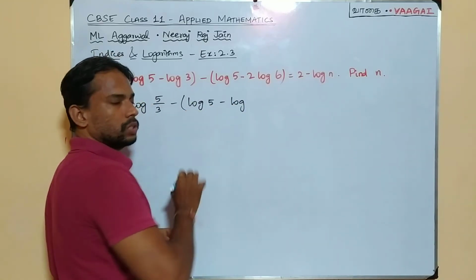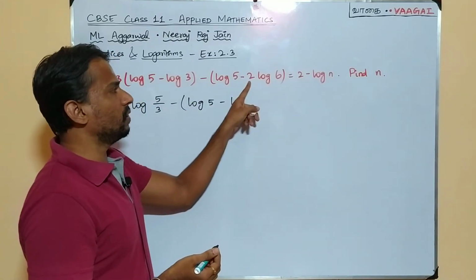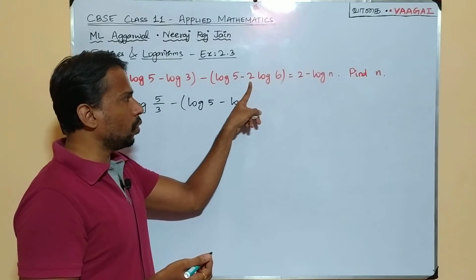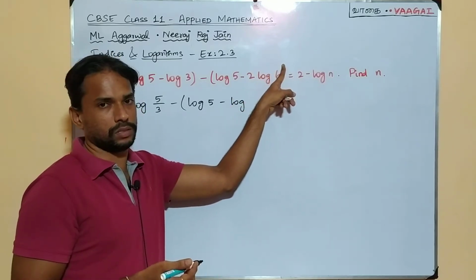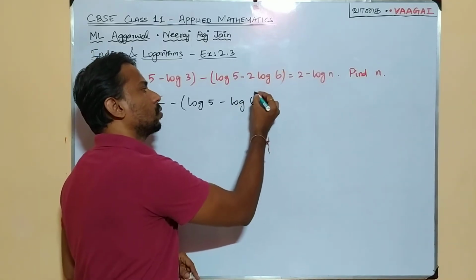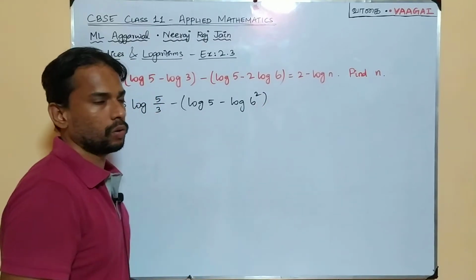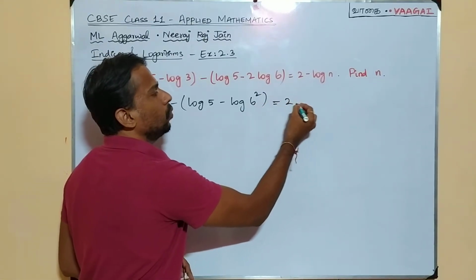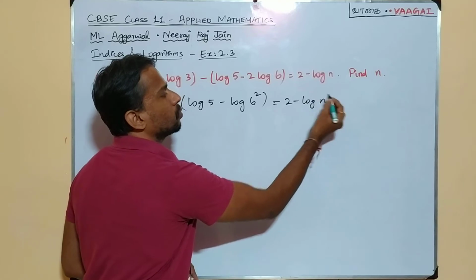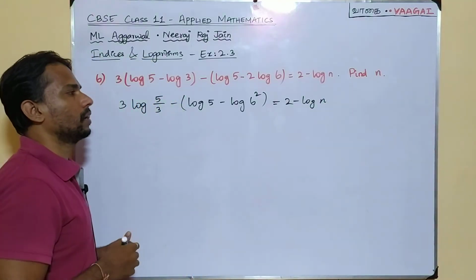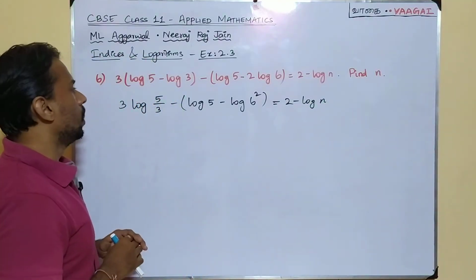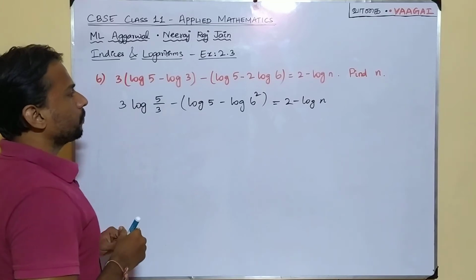Here of course we can use the power rule, right? So when we use power rule, what happens? This 2 goes to the power of 6. So it becomes 6 square, is equal to 2 minus log n. This is what it becomes. Fine, everything is clear. Now we'll continue.